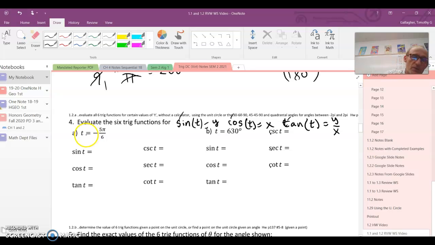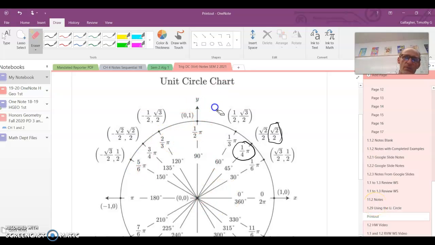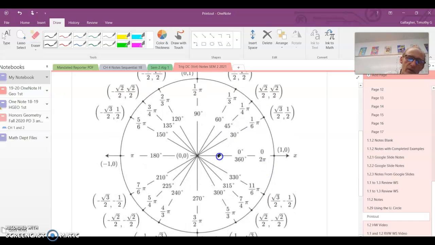For example, you want to find the sine of t, and t is negative 5 pi over 6. You have to use your unit circle. You're looking at negative 5 pi over 6 on the unit circle. Negative 5 pi over 6 on the unit circle is this value here.